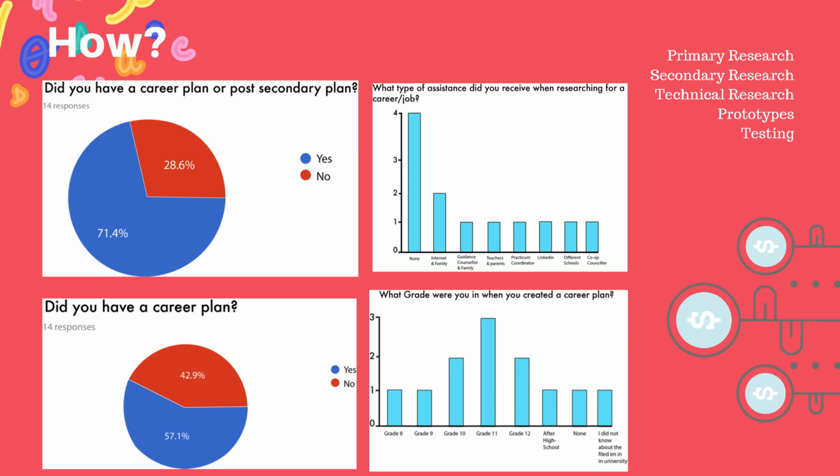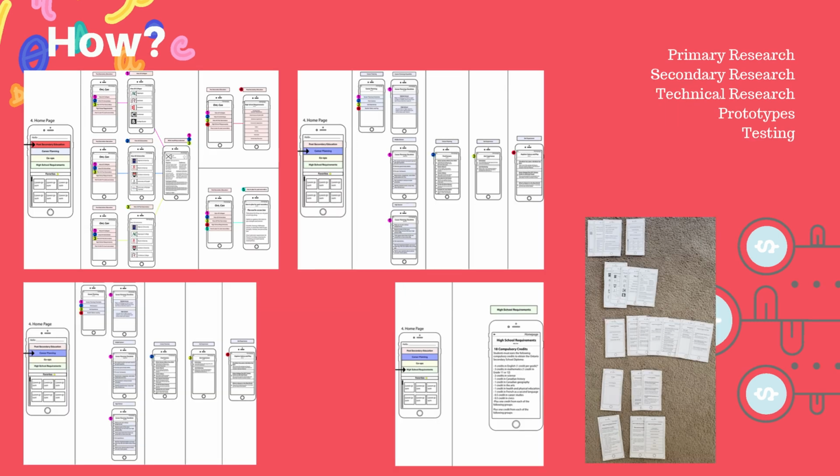For my primary research, I wanted to understand when students began career planning and what resources they had when they tried to learn about career planning. I did this by giving out a survey before every user test that I had done. With my paper prototype, I understood how to market this large amount of information to students.